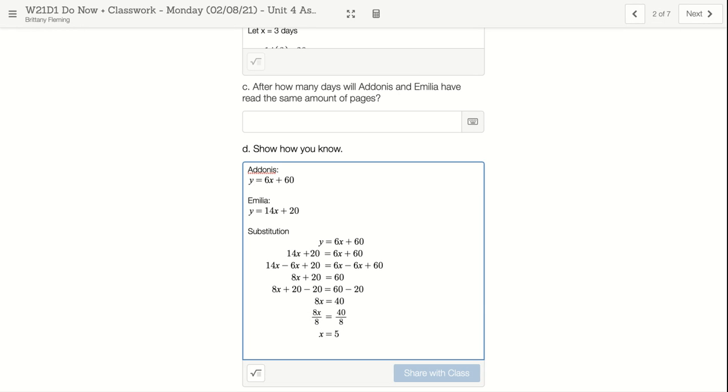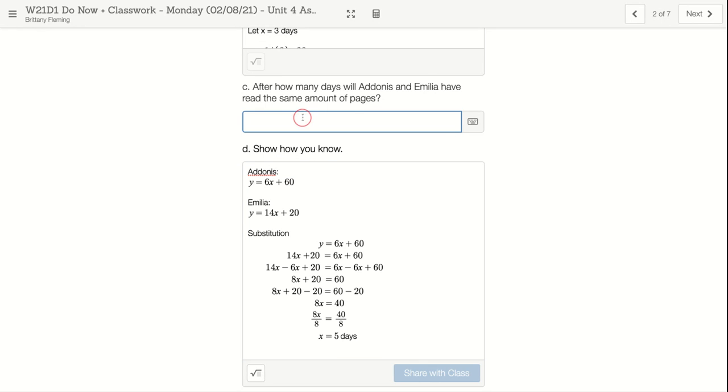As you can see, I've divided both sides of the equation by 8. 8x divided by 8 is just x because 8 over 8 is 1, and we're concerned about the value of x, just a single x. And then 40 divided by 8 is 5, so x equals 5. And we know we're talking about days, so 5 days. So after 5 days, Adonis and Amelia will have read the same amount of pages. So we can say 5 days.